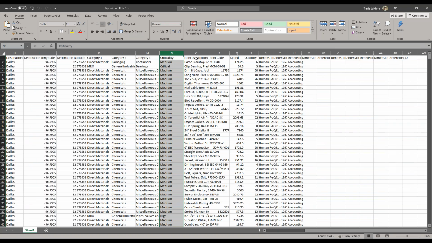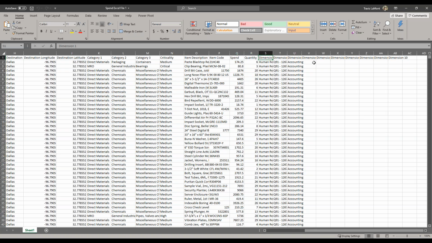As well as then item code and item information, if you want to be able to get down to that specific level of line level, transaction level detail information, you can certainly add it here. And then, of course, the spend and quantity, right? So how much spend you have and what sort of quantities are you ordering on that transaction.